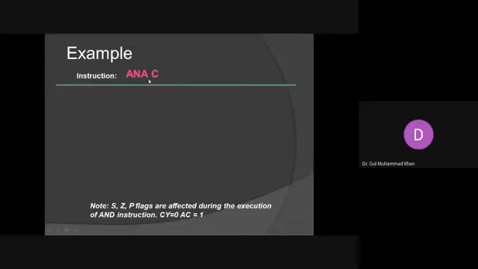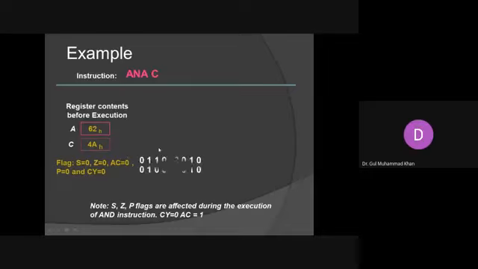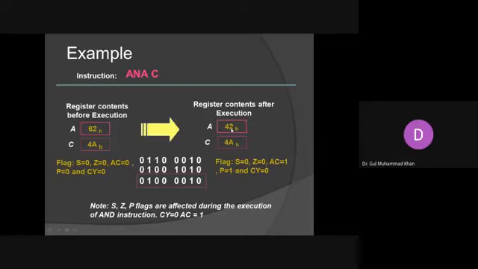ANA C means AND the contents of the accumulator with register C. Let's say the accumulator has the value 62H and register C has the value 4AH, and these are the flag statuses before we execute this instruction. How do they look in binary? This is 6, this is 2, this is 4, this is A. AND means 0 and 0 gives 0, 1 and 1 produces 1, 0 and 1 gives 0. Only if both are 1 will it produce a 1. This is a simple AND operation, and the result is 4 and 2. So after execution of the instruction, the contents of the accumulator are going to be 42H.